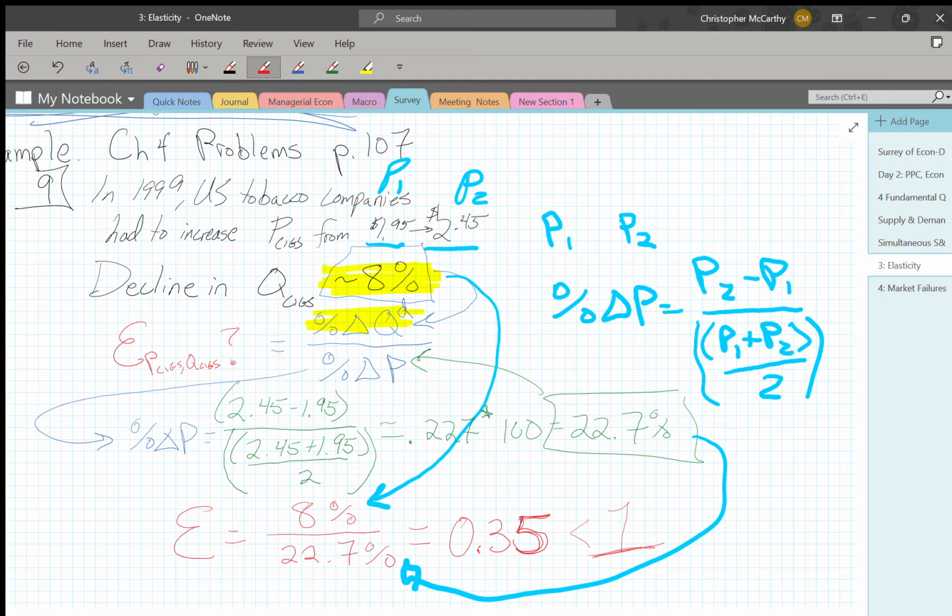Good? While we're doing some questions, let's see about doing a price elasticity of supply question, because that one is a little difficult. It's a little not what we're used to. Let's find one. All right, here we go.